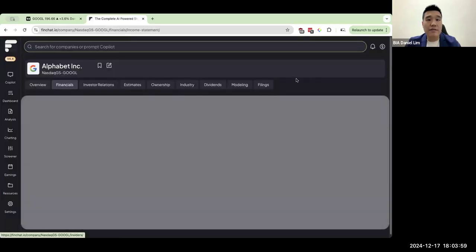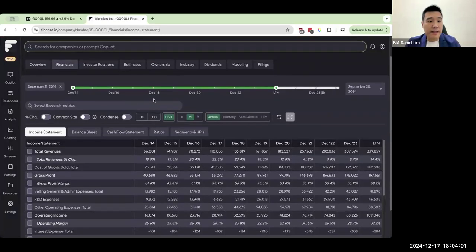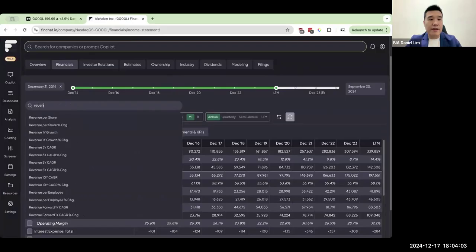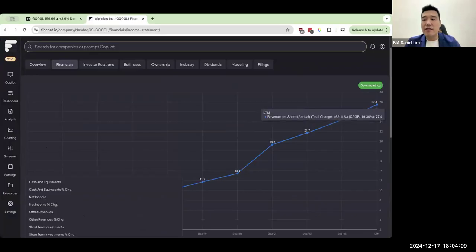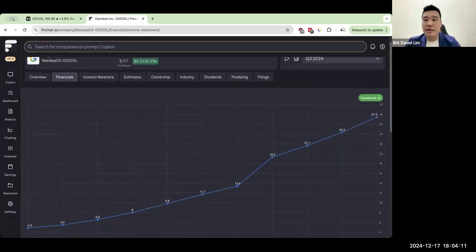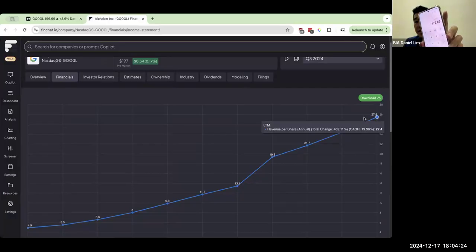Okay, go find the revenue per share. Here. Very, very simple, right? Revenue per share. Click. So now you know the revenue per share of Alphabet is what? 27.4, the last 12 months. Okay, 27.4. So 6.3 times 27.4. So the price is around 172.